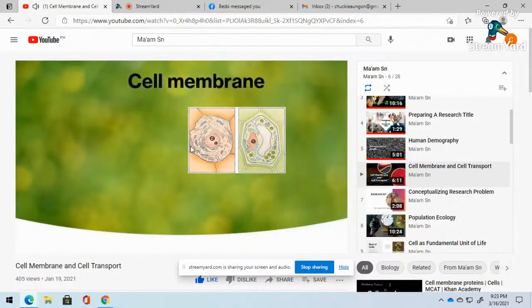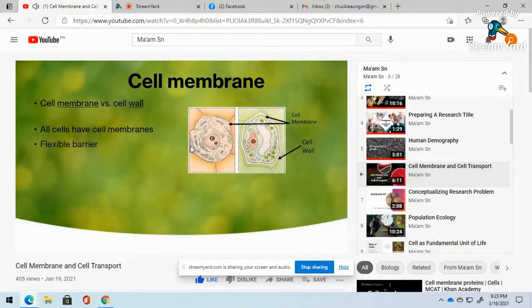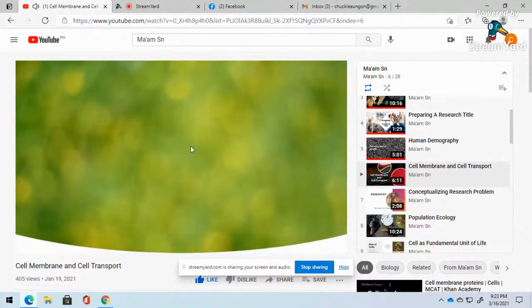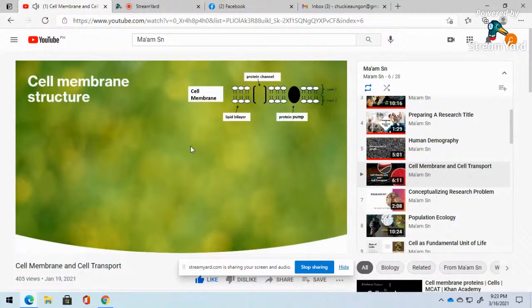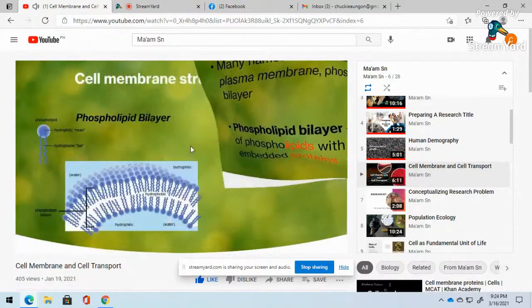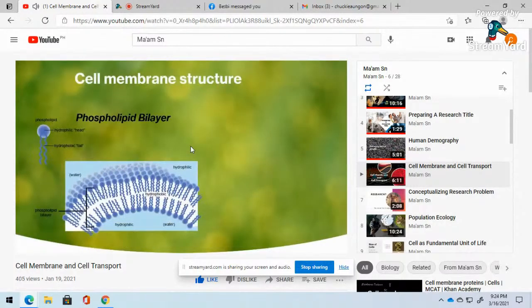Today, our lesson is all about cell membrane and cell transport. All cells have cell membranes that serve as a flexible barrier. Function: maintain homeostasis within the cell. The cell membrane, or plasma membrane, is composed of 2 layers of phospholipids with embedded proteins, with a hydrophilic head, or water-loving, and a hydrophobic tail that repels water.